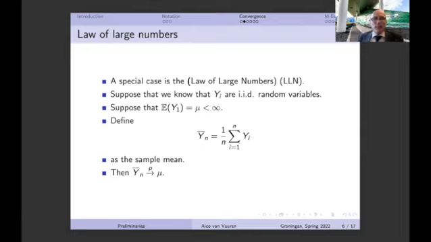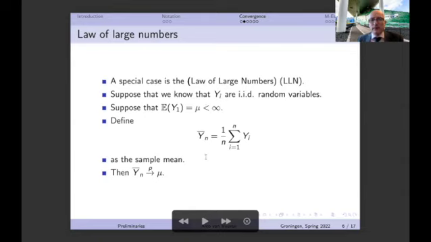Related to the previous slide is the law of large numbers. A special case of convergence is the law of large numbers. In order to introduce it, suppose that we have a sequence Yi of IID random variables. We do not know that much about these Yi, but at least we're going to assume that the mean of Y1, and therefore the mean of any of these Yi, is equal to mu, and mu is smaller than infinity.